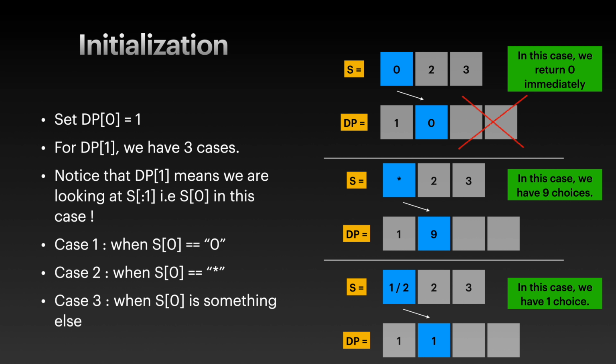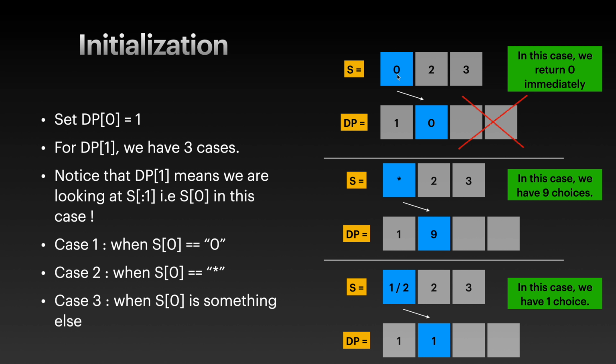So for initialization, dp of 0 we set equal to 1. That's this part. Now we are looking at dp of 1, which means we are looking at s of 0, and we have 4 cases to consider. The first case is 0. When this is 0, that's a good thing for us, because we don't have to run the for loop, computing and filling out the dp array. If the first element is 0, we just return 0 immediately and exit.